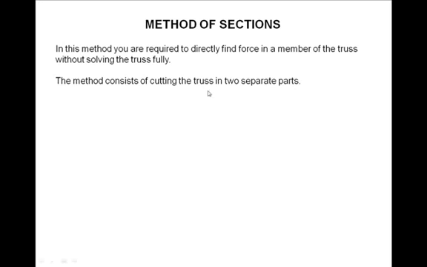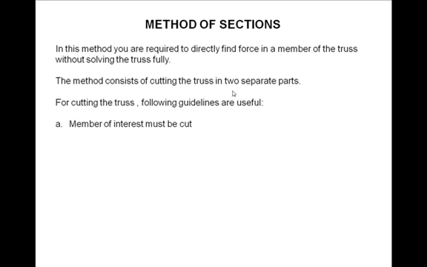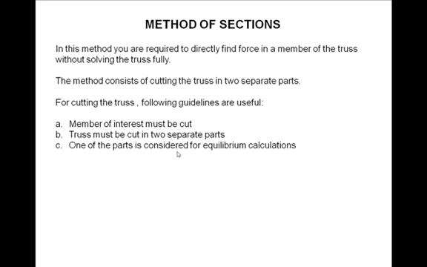Now the method consists of cutting the truss in 2 separate parts, and for cutting the truss, the following guidelines are useful. The first guideline is that the member of interest must be cut, meaning whichever member force I want, that member I have to cut. Then the truss must be cut in 2 separate parts, and one of the parts is then considered for equilibrium calculations.